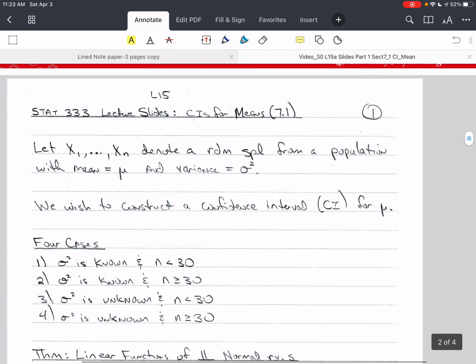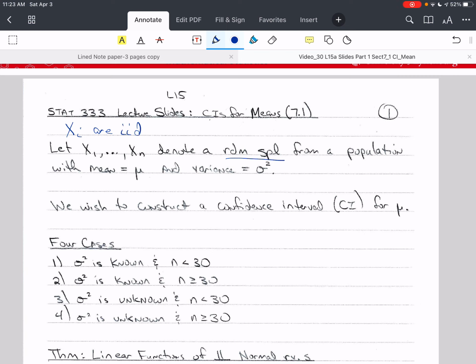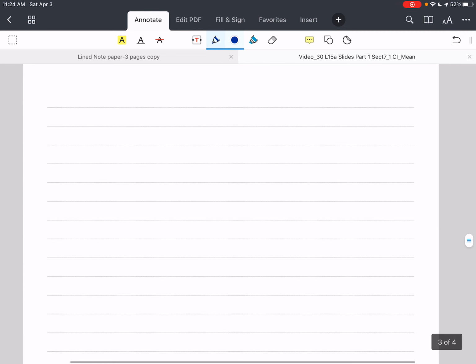So we're going to use a random sample in this course. That means that the x sub i are IID. That's independent and identically distributed. So they have the same mean and the same variance and the same population or distribution. Okay? And our goal is to construct a confidence interval, or CI, for mu. So we'll come back to that.